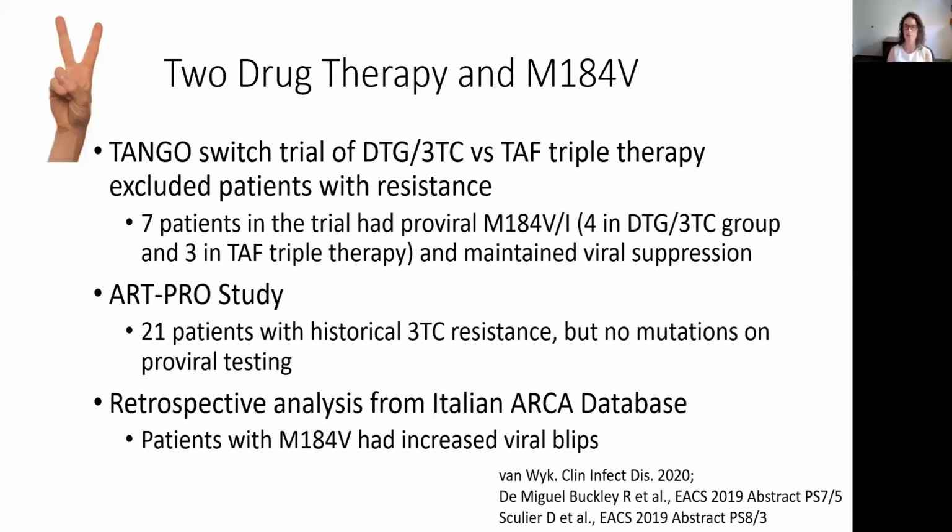But interestingly, in the results section, they did note that 7 patients, again, super small number, had proviral M184V, so again, we talked about proviral testing, and of those 4 that were in the dual arm, they all maintained virologic suppression. Again, can't really say much about that, such a small number. And then the ART-PRO study, I'll go into a little bit more detail, but this was 21 patients with historical 3TC resistance who were switched to dual therapy.